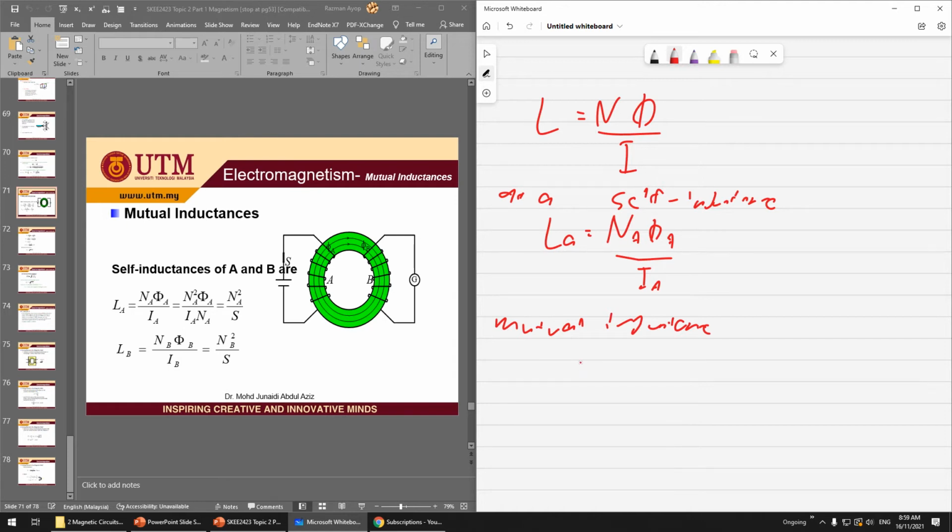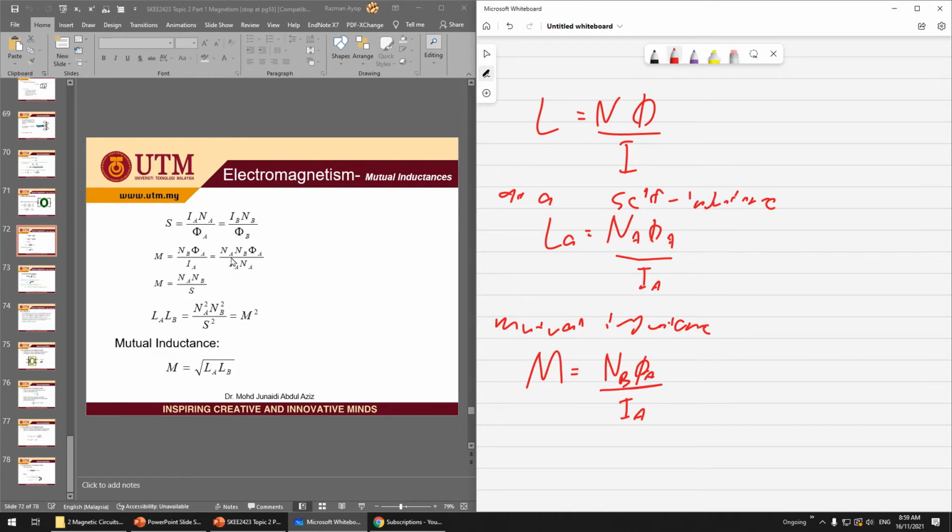So when it comes to mutual, it means that you have to consider both. Mutual we usually denote by M. We want to find the flux_A divided by I_A, but at winding B. So M equals N_B flux_A over I_A. So it is mutual: you have the current at A, you find the flux at A that goes to B, and want to find the mutual inductance. So for reluctance we use S.